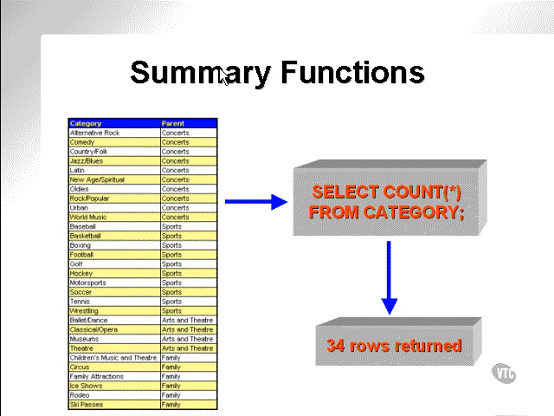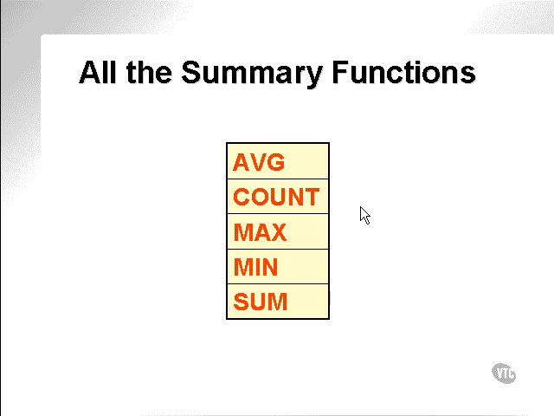Summary functions used in group by clauses. Again, we have our initial example of selecting the count of all rows from the category table, returning 34 rows. All the summary functions: average takes an average. Count counts things. Max gets a maximum value. Min gets a minimum value. Sum sums up values into a sum or aggregate.